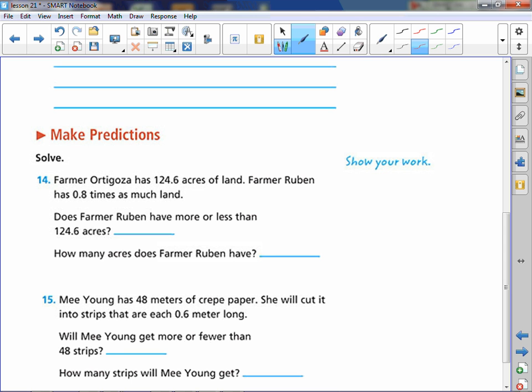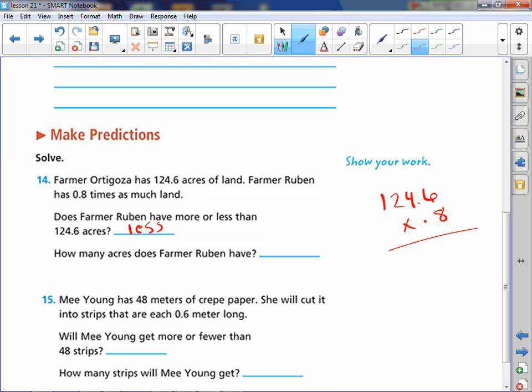Farmer O, I'm going to call him O because I'm not really sure how to say his name, has 124 6/10 acres of land. Farmer Reuben has 8/10 times as much. Does Farmer Reuben have more or less? Well, less, because it's a portion of it, right? He doesn't have even as much. If he had the same amount, it would be 1 time as much, right? If he had more, it would be 2 or more than that. How much does he have? To solve that, you would do 124 6/10 and multiply that by 8/10.